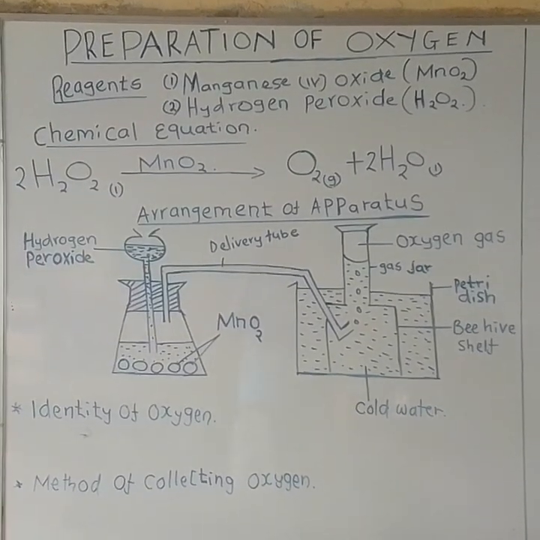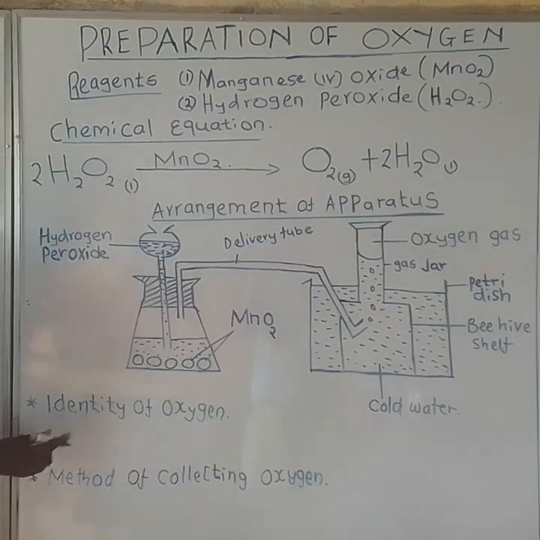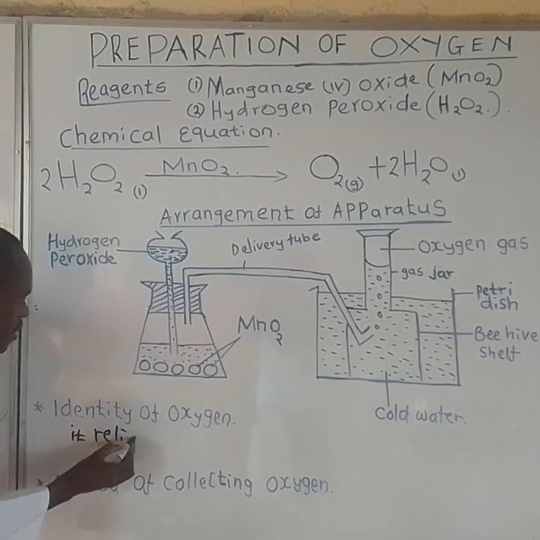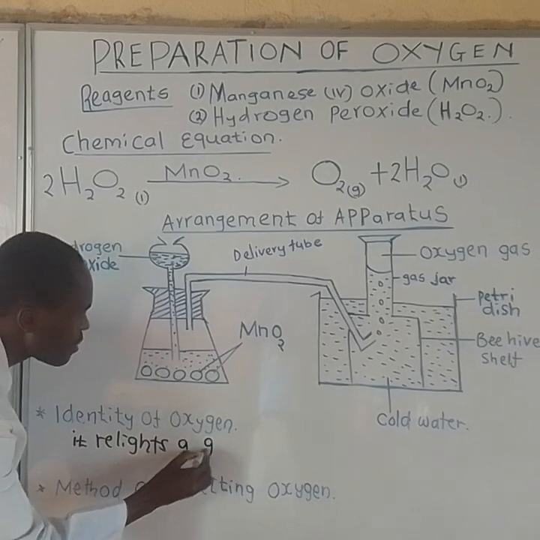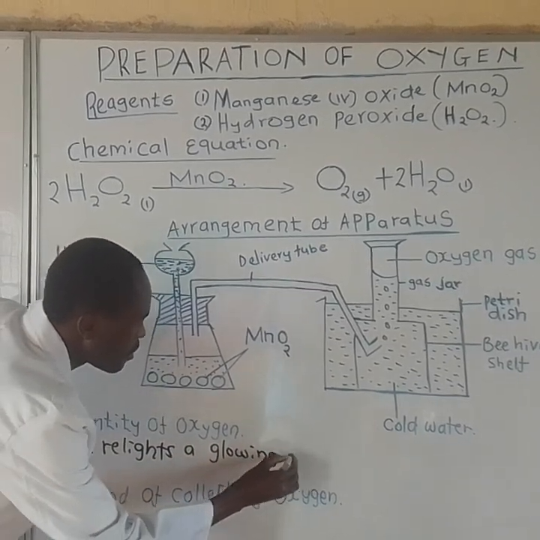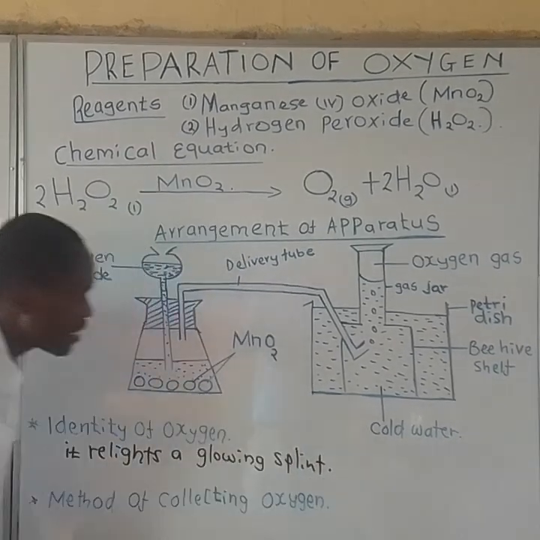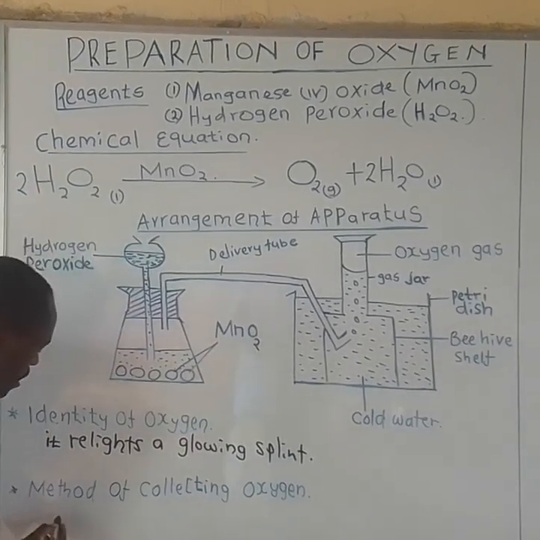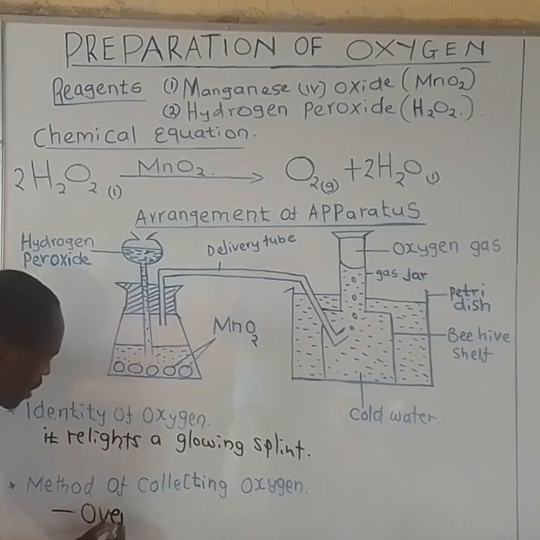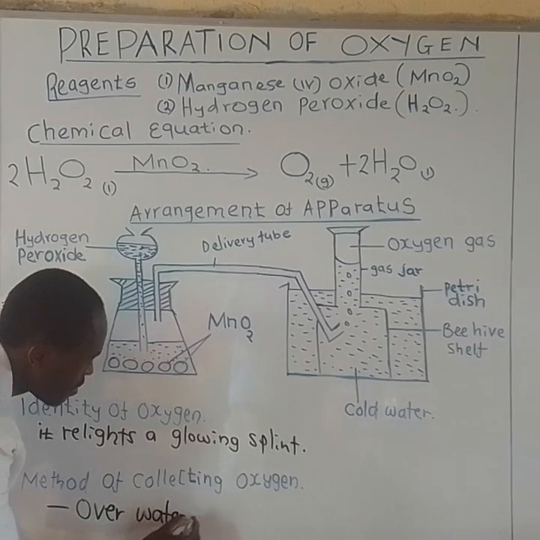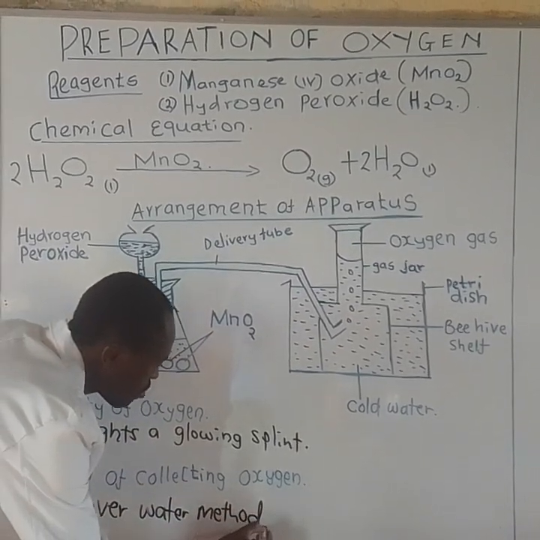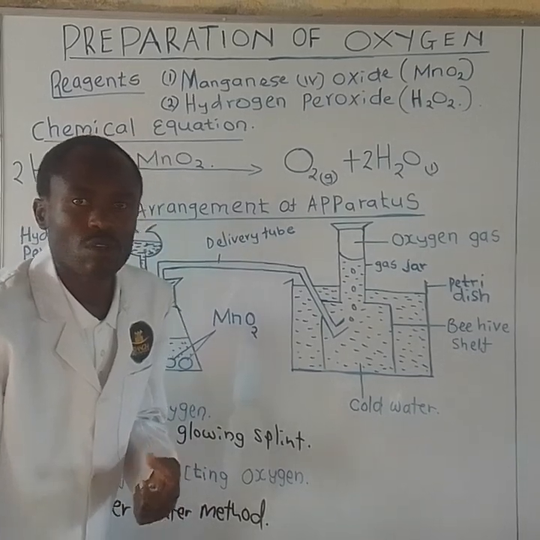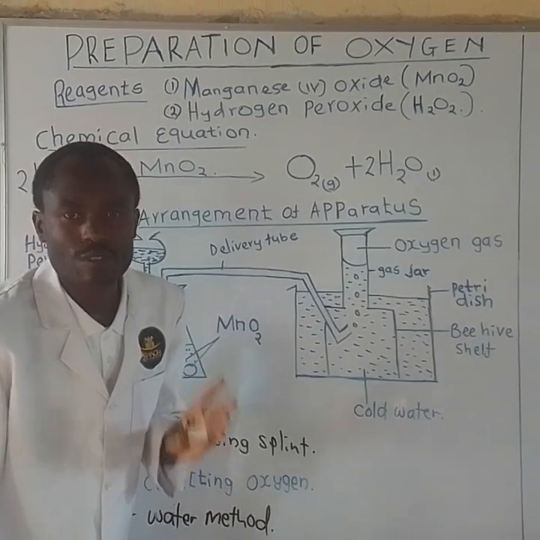Let me take this pen. It relights a glowing splint. Oxygen relights a glowing splint. You have seen that. Then the method of collecting oxygen is called the over water method. Which property enables oxygen gas to be collected over water method? Because oxygen is slightly soluble in water.